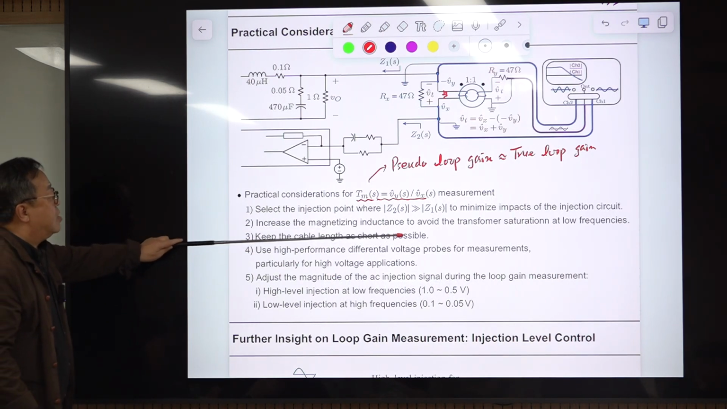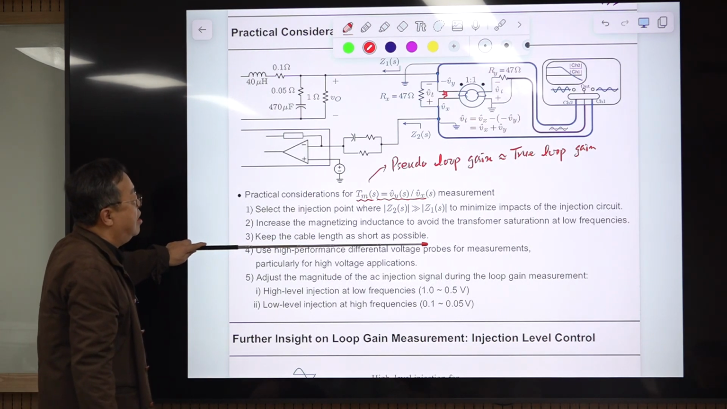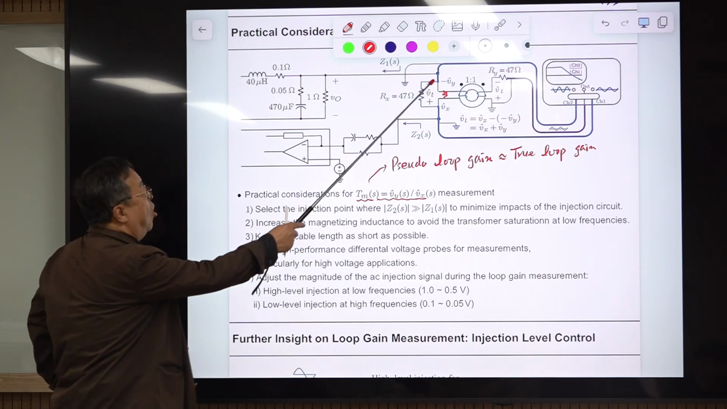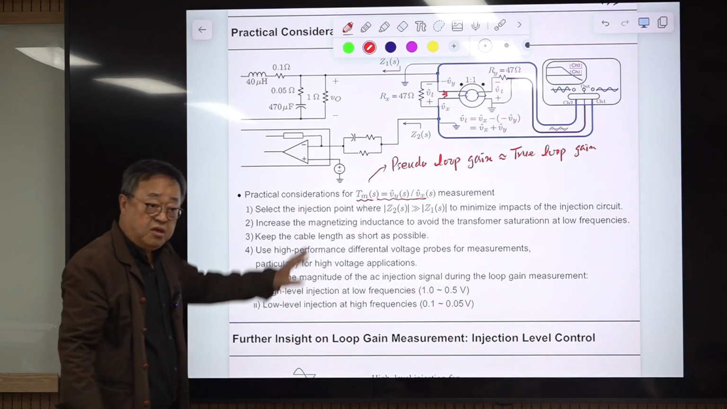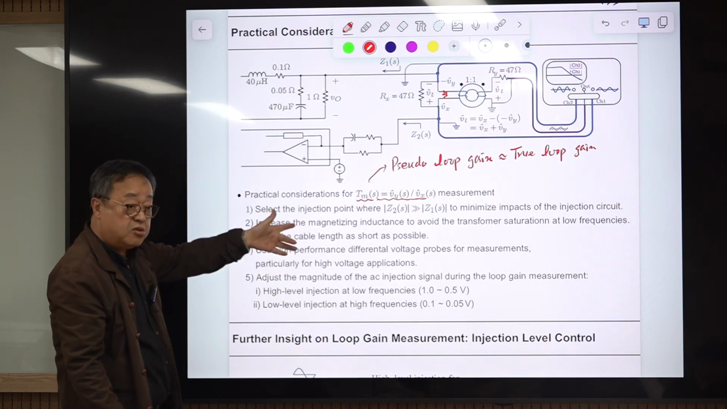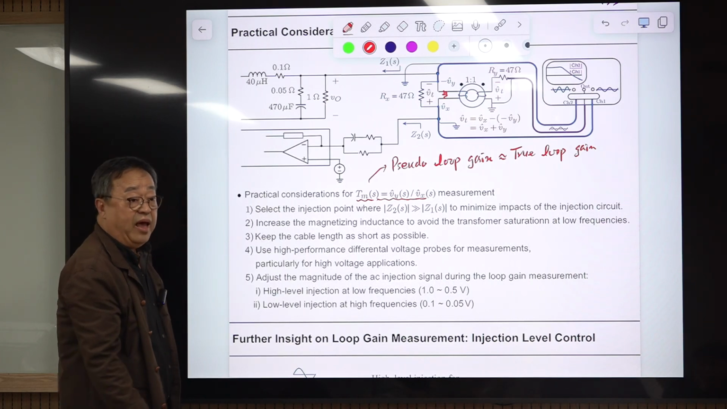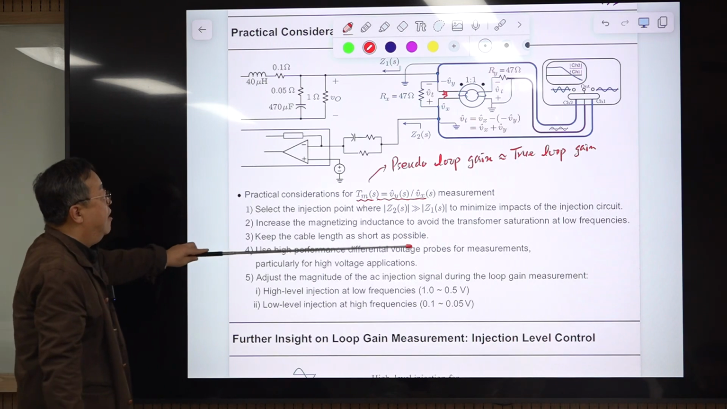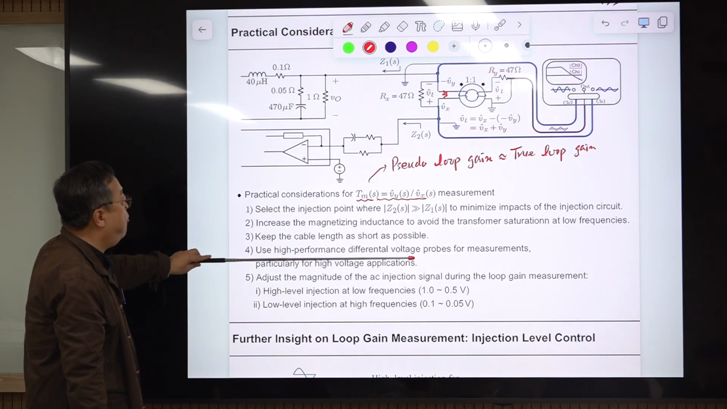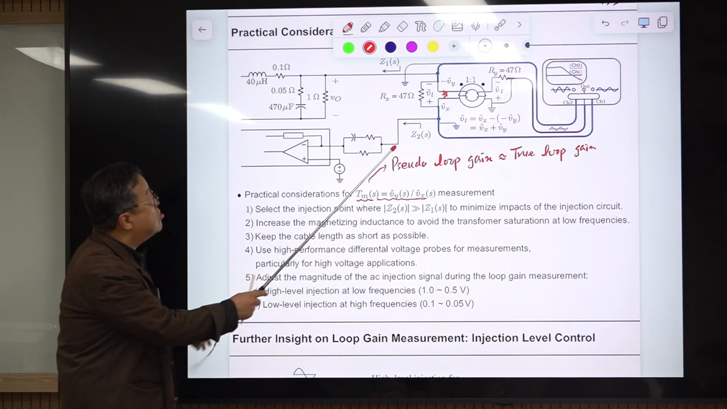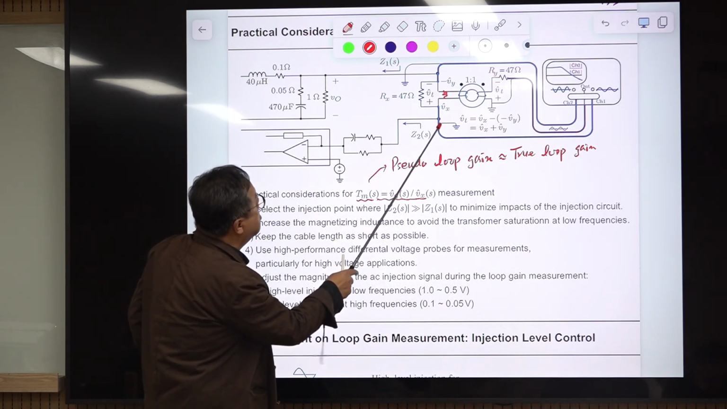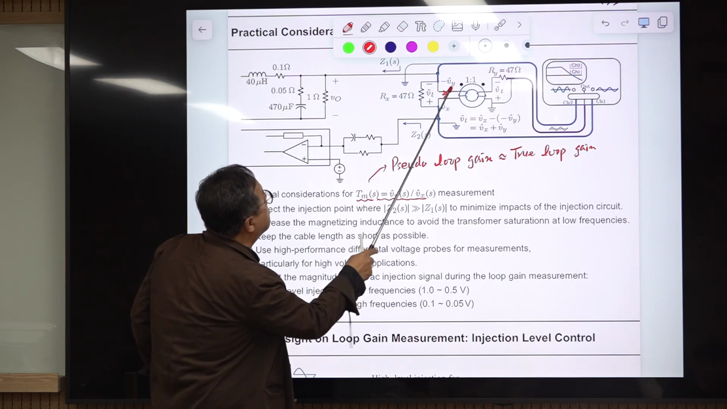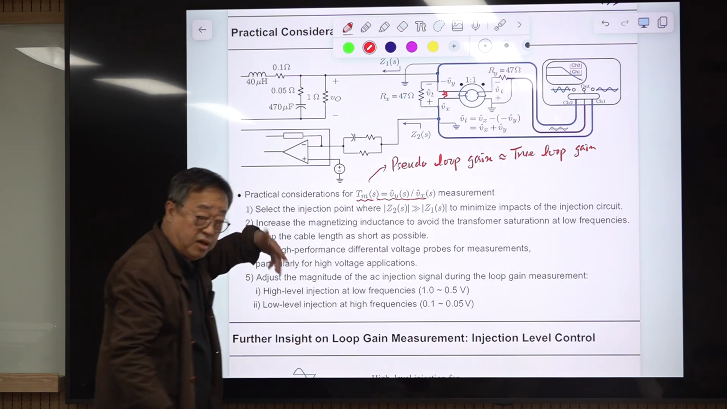Keep the cable length as short as possible to minimize any unwanted parasitic inductance or capacitance of the cable, between the cables, and the resistance along the cable. This is obvious. And use a high performance differential probe, because the polarity, this and ground, and this and ground, are different.